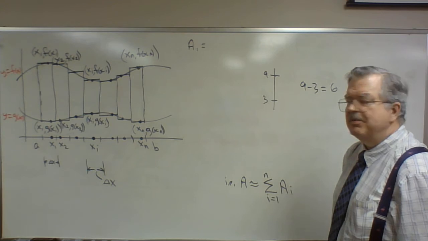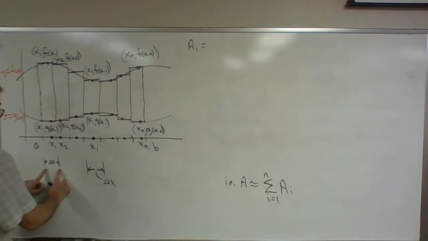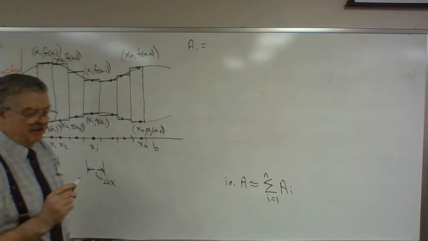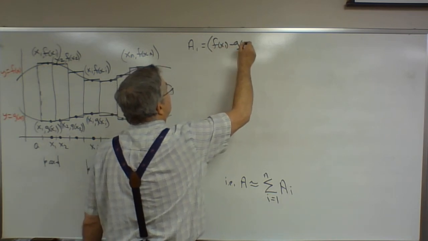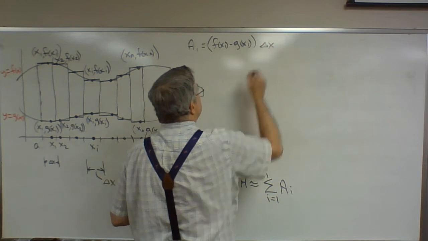Now, let's apply this to computing the area of the first rectangle. The width is delta x. The height is the distance from here, where the y-coordinate is g of x sub 1, to here, where the y-coordinate is f of x sub 1. So isn't the distance going to be the greater y coordinate, f of x sub 1, minus the lesser y coordinate, g of x sub 1? It sure is. So this is the height of our first rectangle. And the width is delta x.